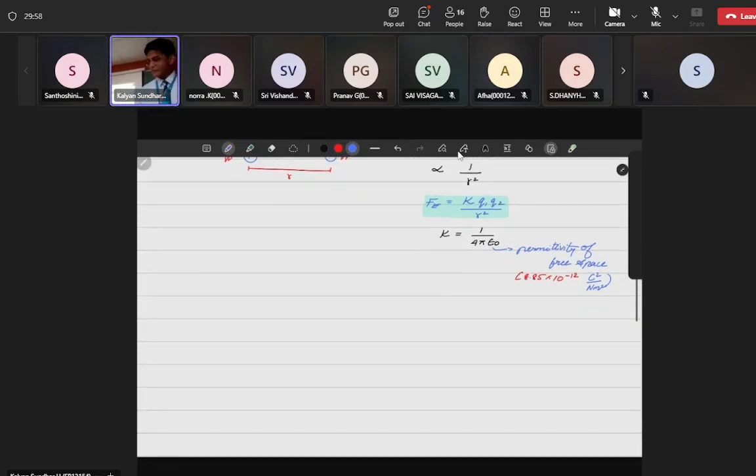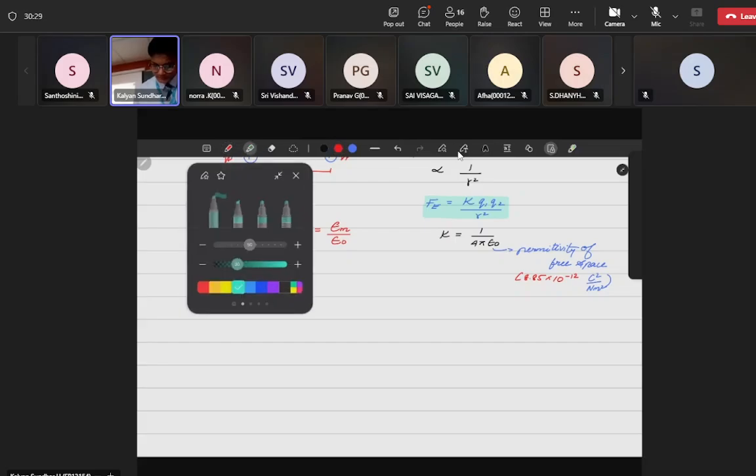And this is for free space, and we have epsilon r, which we call the relative permittivity. Relative permittivity is the ratio of the permittivity of the medium with respect to the permittivity of free space.